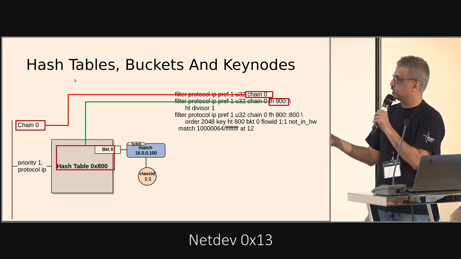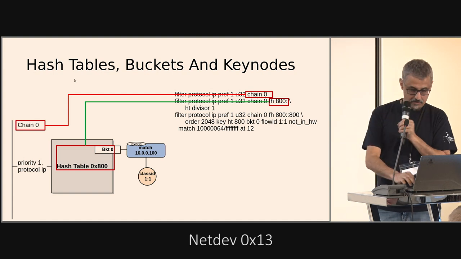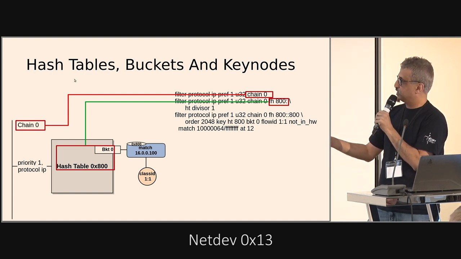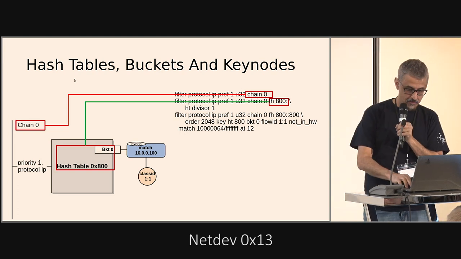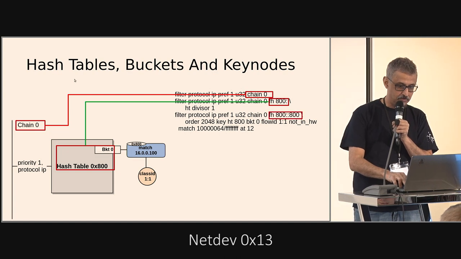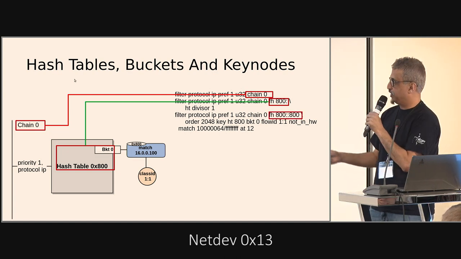And then you notice there's a colon there. The other thing it shows here is it created a hash table of only one bucket. See the one bucket, bucket 0. It's called a divisor of 1. So to expand further, in the next slide.